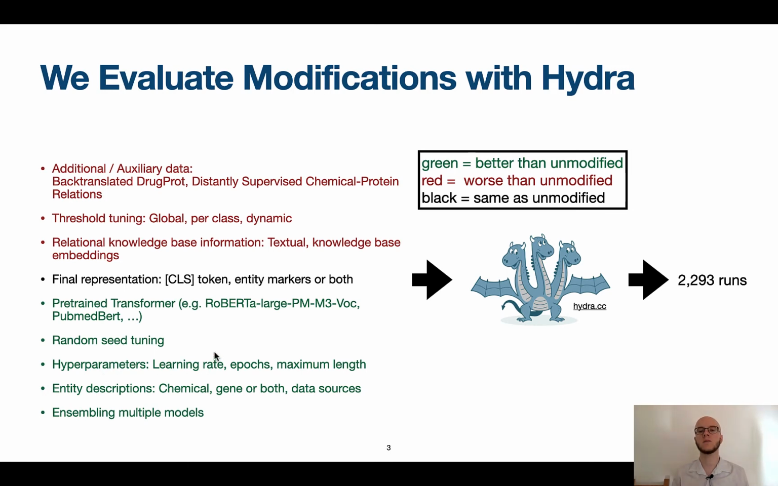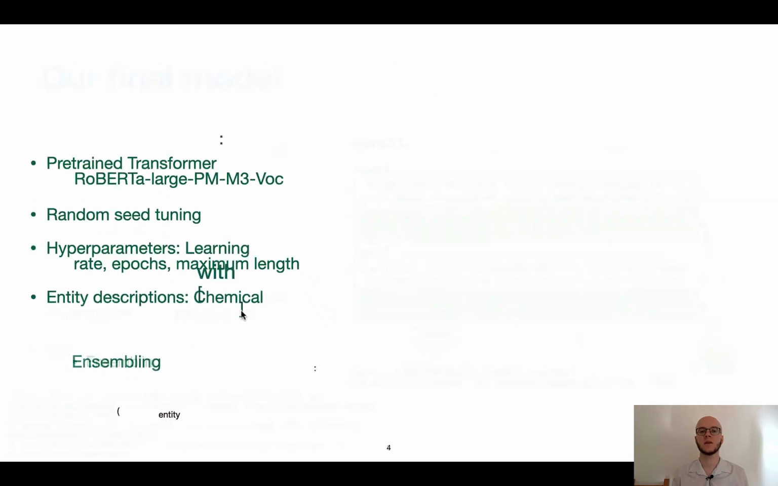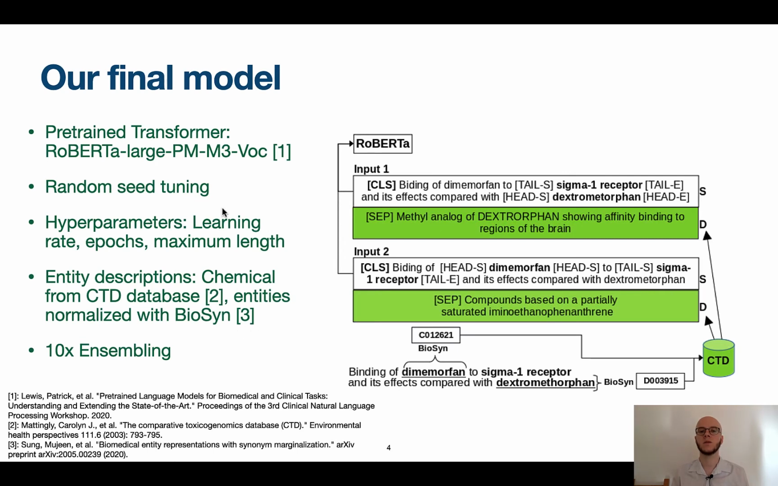So now that we had an idea of what worked, we took those ideas and built our final model. For our pre-trained transformer, we chose the RoBERTa Large model that was trained on PubMed and MIMIC. We performed random seed tuning, and we optimized the learning rate, epochs, and maximum length of the sentences. We gathered textual entity descriptions from the CTD database, and to do that, we normalized the chemical names with the BioSyn model. We performed 10-fold ensembling by training 10 different models across different seeds and then averaging their predictions.